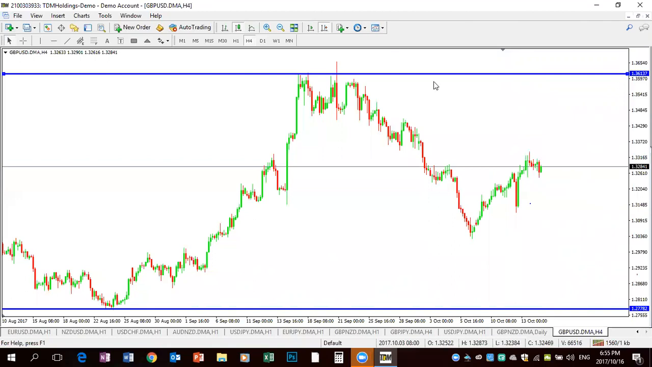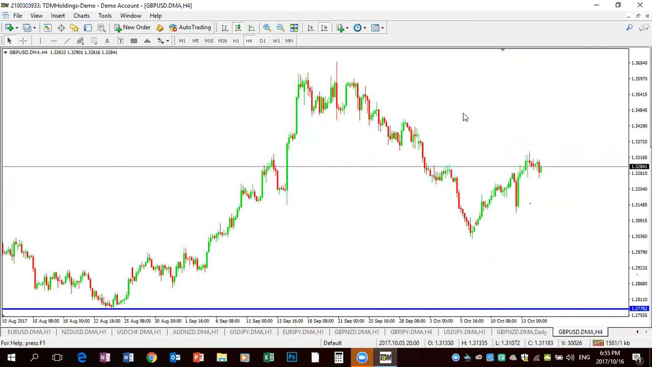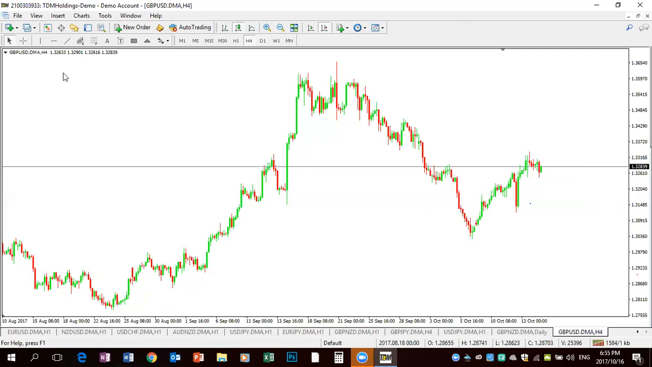Okay, if you want to take out your vertical lines, please go to them, double click and say delete, or you'll say backspace. Now, another important line that I want to show you that is very important for trading is the trend line.